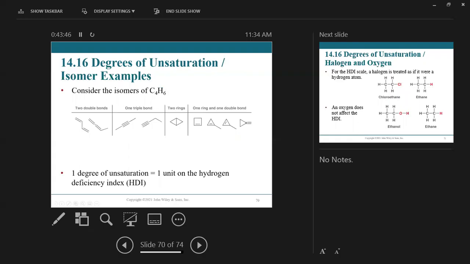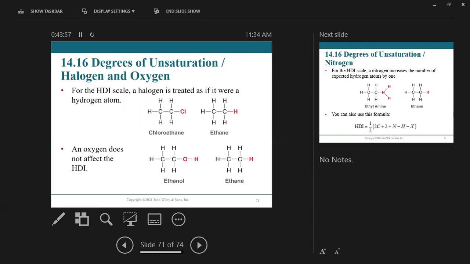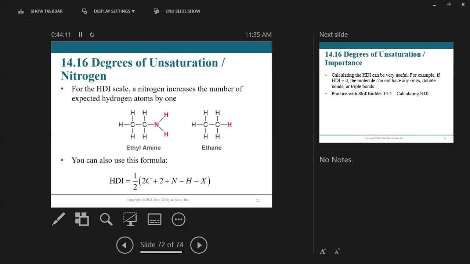Let's consider the isomers. One has 2 double bonds, one has a triple bond. 1 degree of unsaturation equals 1 unit of hydrogen deficiency. So the hydrogen deficiency index, or HDI, treats a halogen as if it were a hydrogen atom. There's an equation for this hydrogen deficiency index, and they give it to you on the next slide. It says hydrogen deficiency index equals 1/2 times (2C, which is your number of carbons, plus 2, plus the number of nitrogens, minus the number of hydrogens, minus X). In this case, X can be halogens.